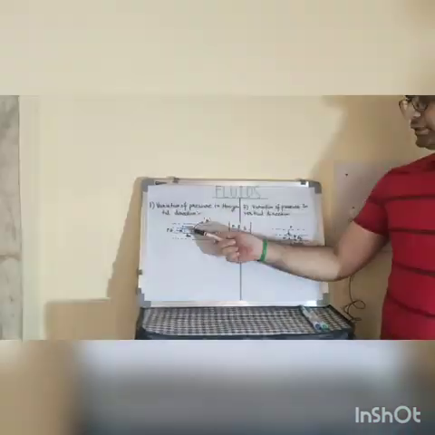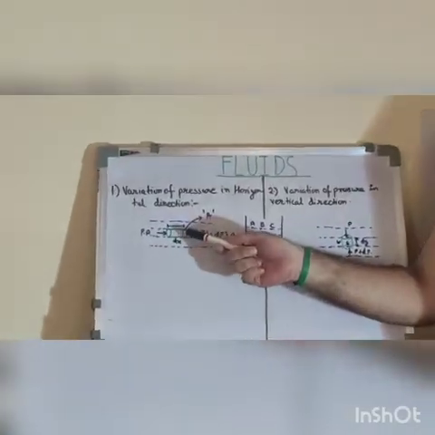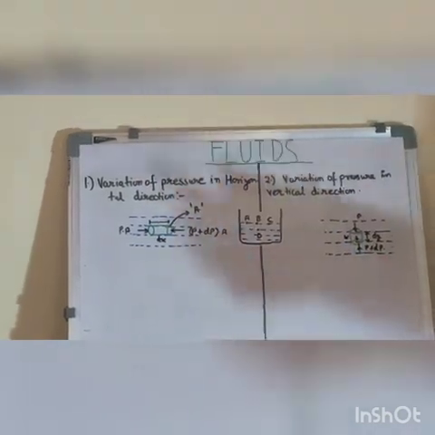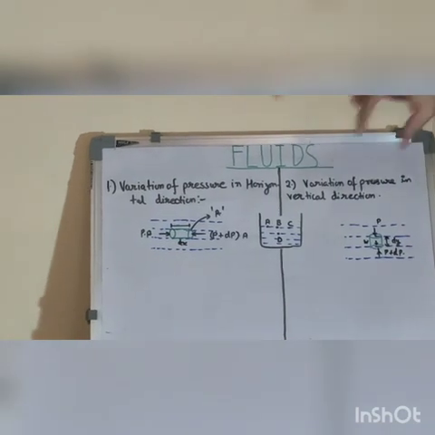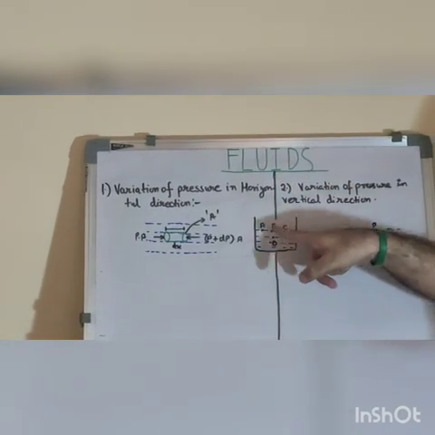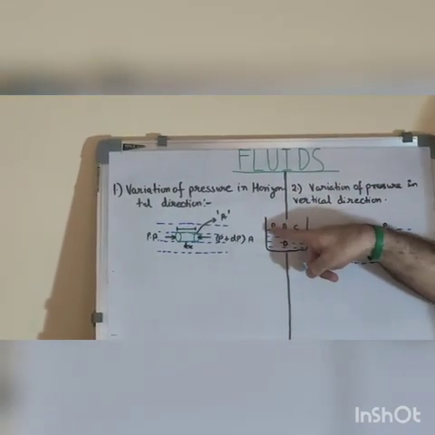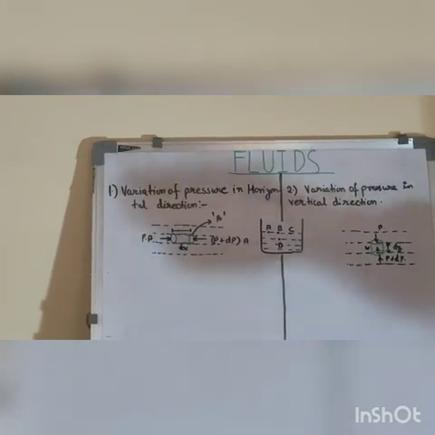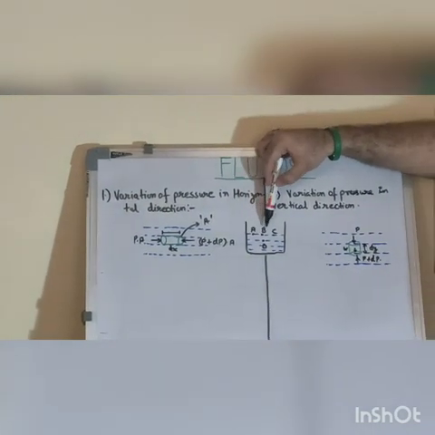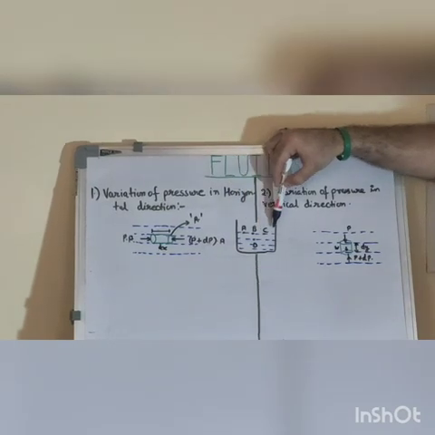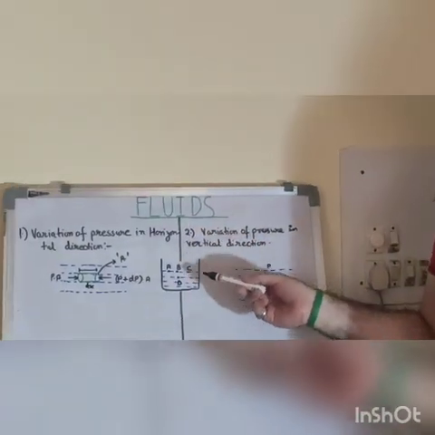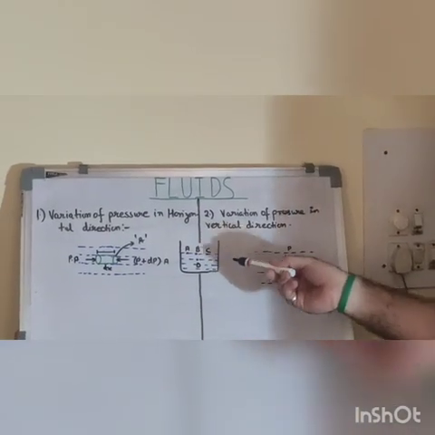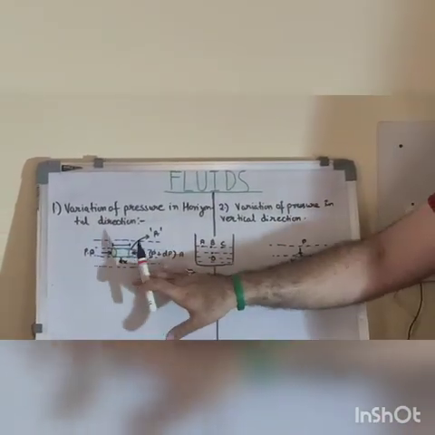So we have considered here the element which is cylindrical. You can consider any element. It is a small element inside the fluid, or here you can see the container which has some points specified: points A, B and C are on the same horizontal level, and point D is vertically below. It is at some depth. Okay, so we will first discuss.